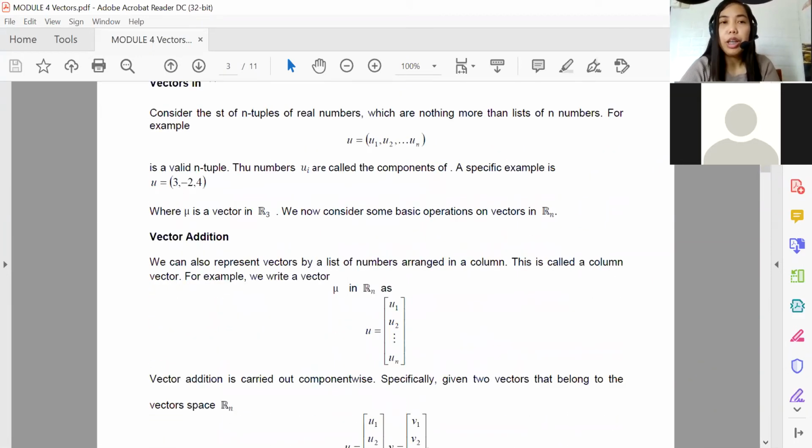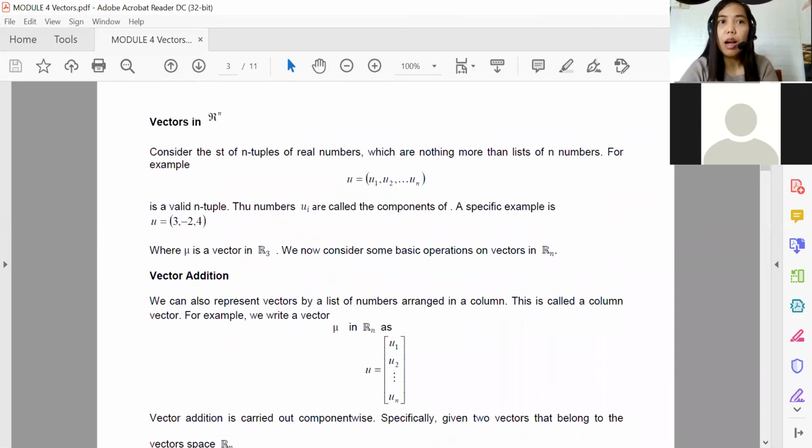So we have vectors in Rn. It means that the elements are real numbers and n is the number of elements. So consider the set of n-tuples of real numbers, which are nothing more than a list of n numbers. For example, we have vector u. The vector u has elements u sub 1, u sub 2, up to u sub n. It is a valid n-tuple.